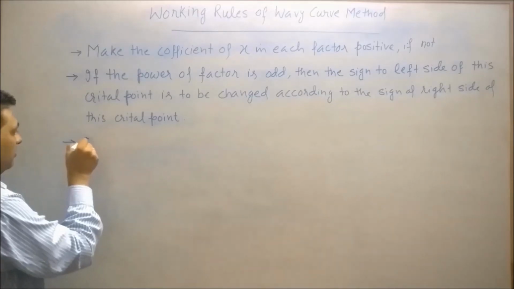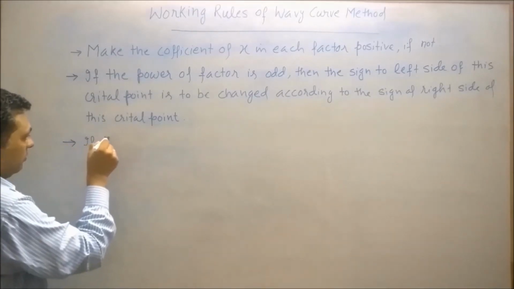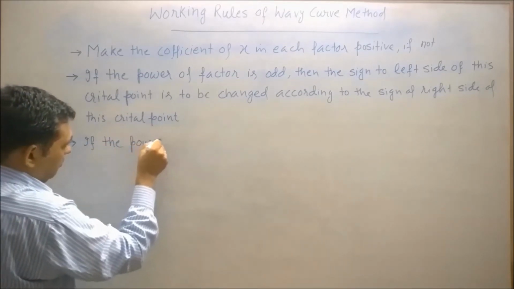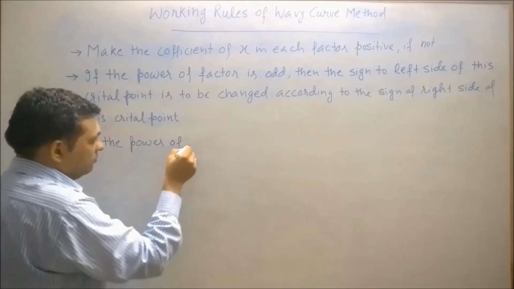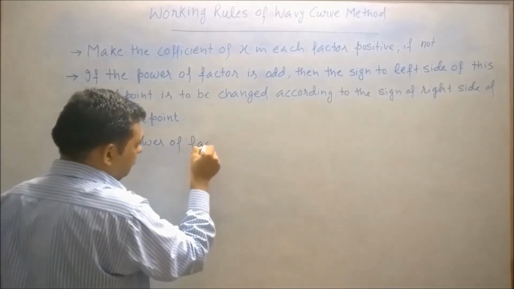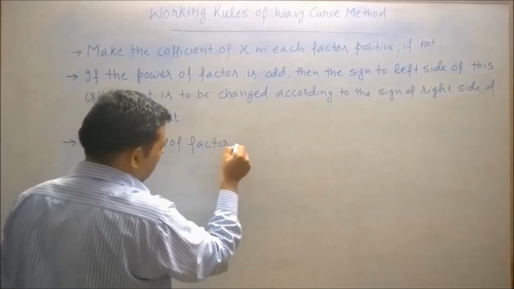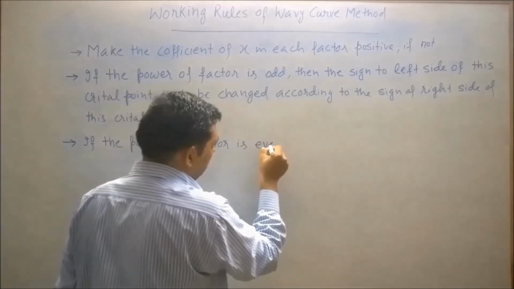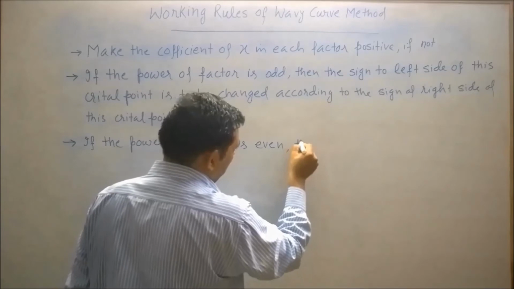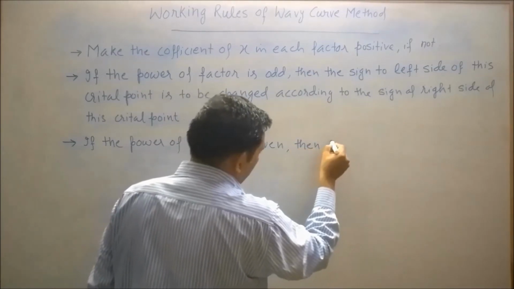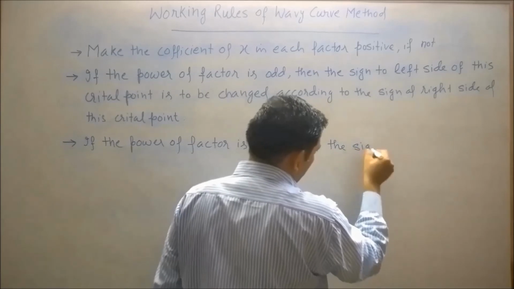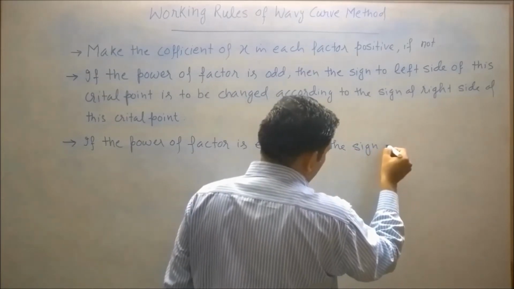Rule number 3. If the power of the factor is even, then the sign remains the same.